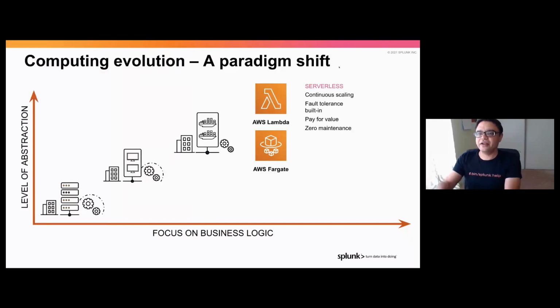Now we are evolving into serverless. Serverless could be Lambda functions, or it could be Fargate. Fargate will let you run your tasks in ECS or containers within an EKS environment. These environments give us total independence from infrastructure management. It provides continuous scalability. You pay for the usage, which comes pretty close to paying for what you're using. There's zero maintenance, and complete abstraction from the infrastructure.